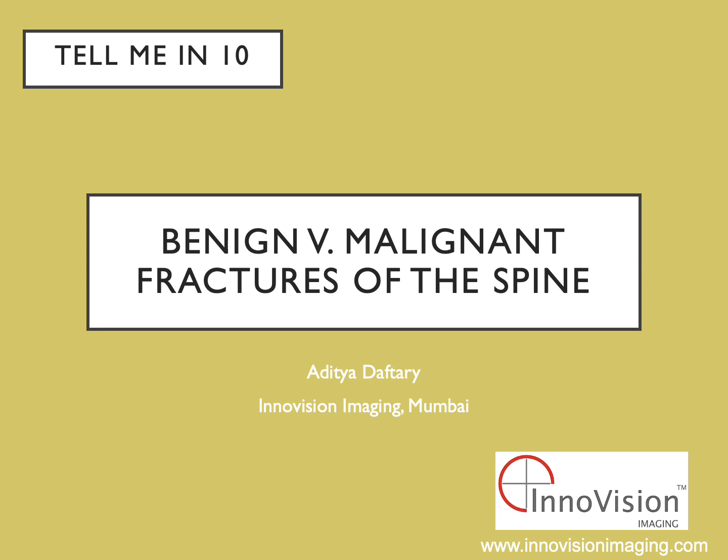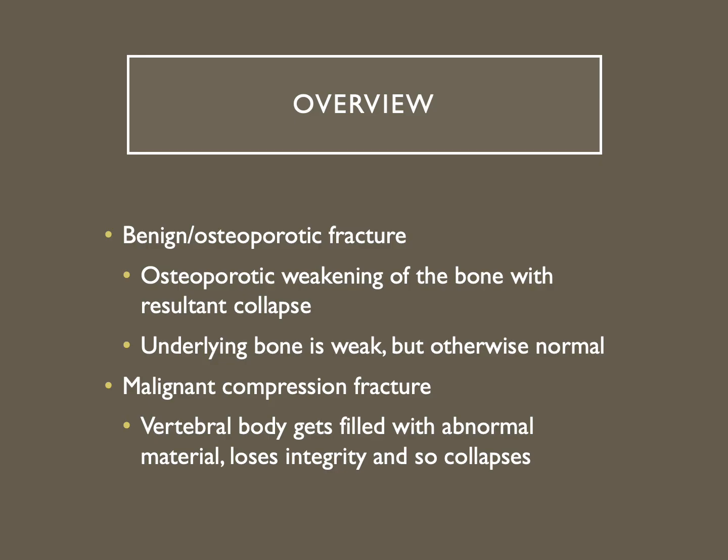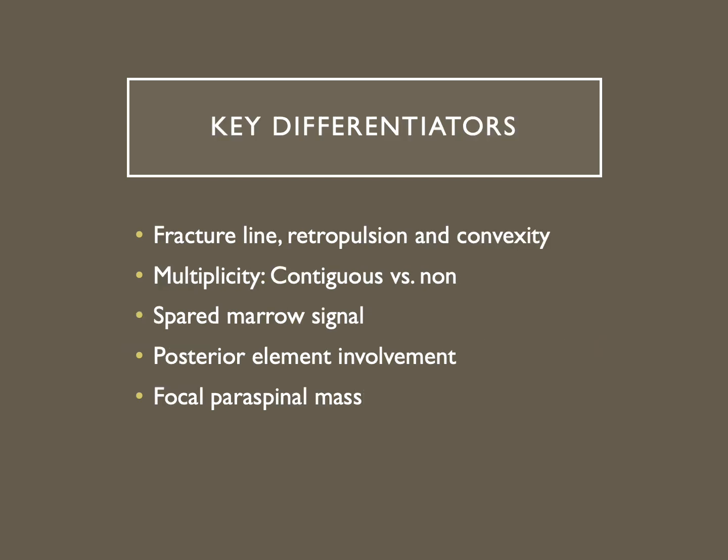So today we'll discuss differentiating benign and malignant fractures of the spine. Essentially, the overview is that benign or osteoporotic fractures are the result of a weakening of the bone, and the underlying bone is weak but otherwise normal. On the other hand, a malignant compression fracture is one where the vertebral body gets filled with abnormal material, loses integrity, and therefore collapses. There are 5 key differentiators between these two: the presence or absence of a fracture line with retropulsion or convexity, multiplicity of these fractures, spared marrow signal, posterior element involvement, and focal paraspinal masses.